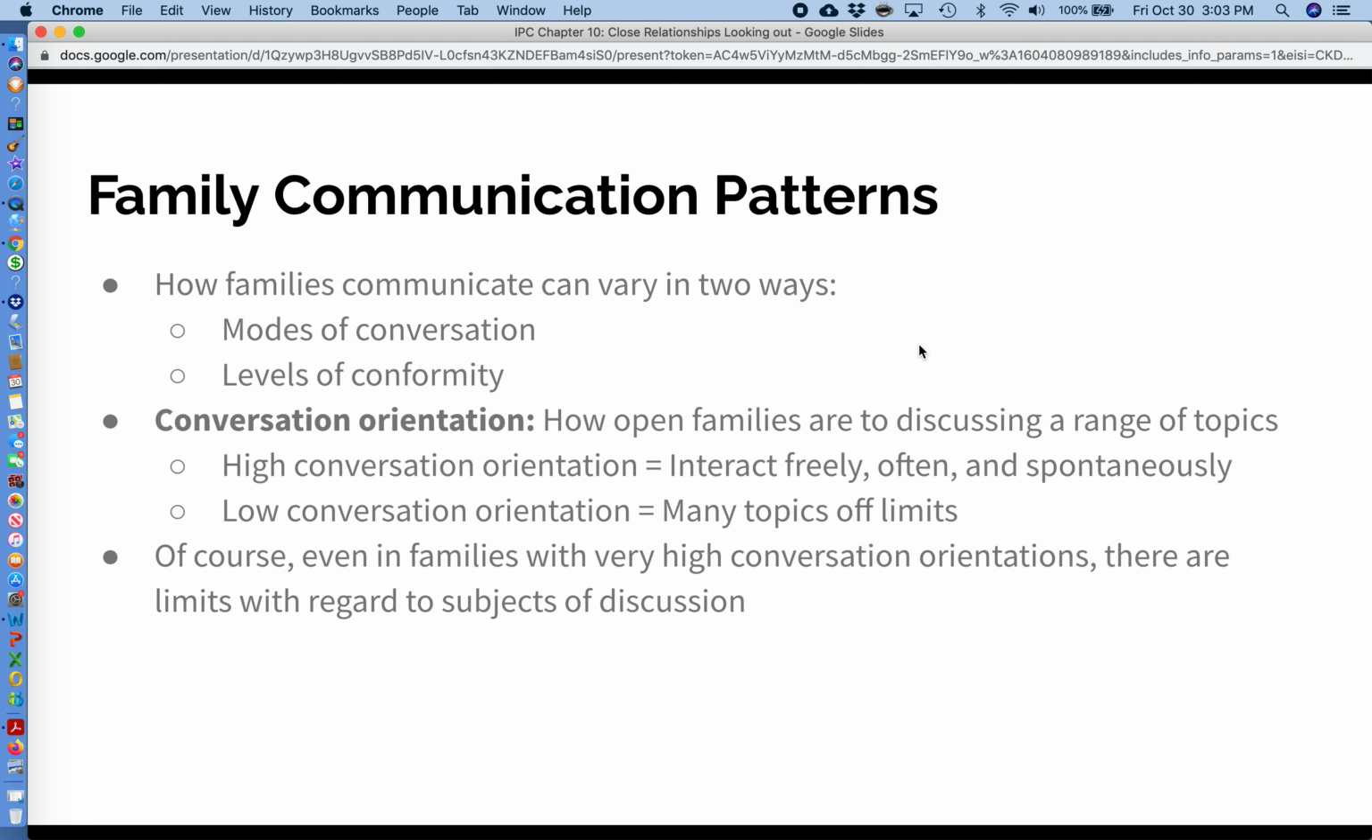If you have a high conversation orientation, then you can probably talk about anything. Some people have families like this. You can talk about things openly, whenever you want, spontaneously. Families with low conversation orientation have a lot of topics that are just off limits, things that they won't talk about with each other. Now, one thing I should note is that even in families with very high conversation orientations, there are limits with what people talk about. No one talks about everything with their parents or with their children. There are some things that people just keep to themselves no matter what.